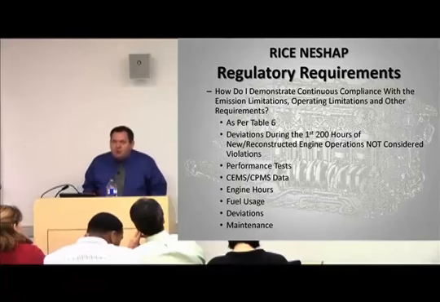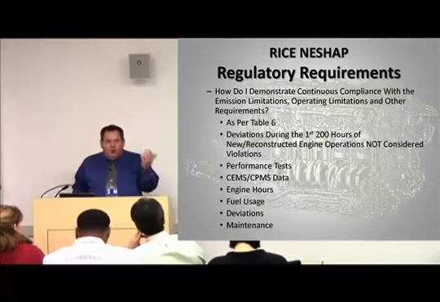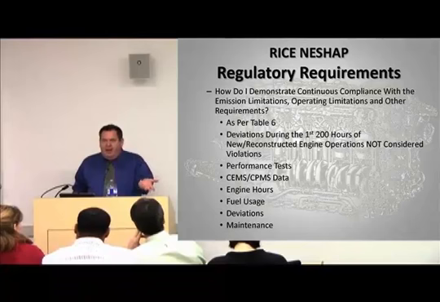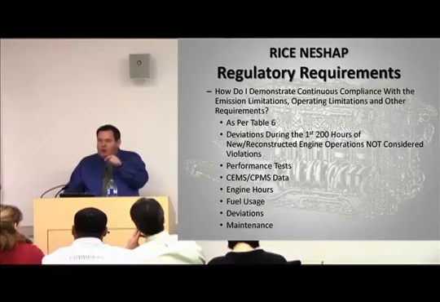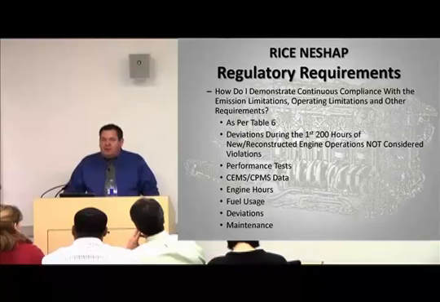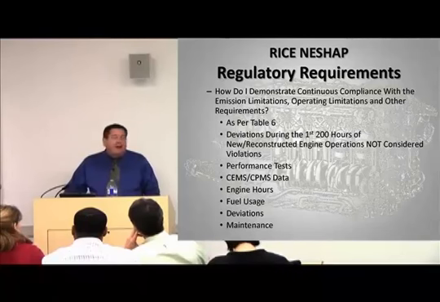Deviations, they're huge on deviations. So when you experience a deviation, you've got to document when the deviation occurred, how long the deviation occurred, what you did to limit emissions, and what you ultimately did to solve the problem. That's the information they're going to use to figure out if it was a deviation from a malfunction or from some type of neglect from the owner-operator.